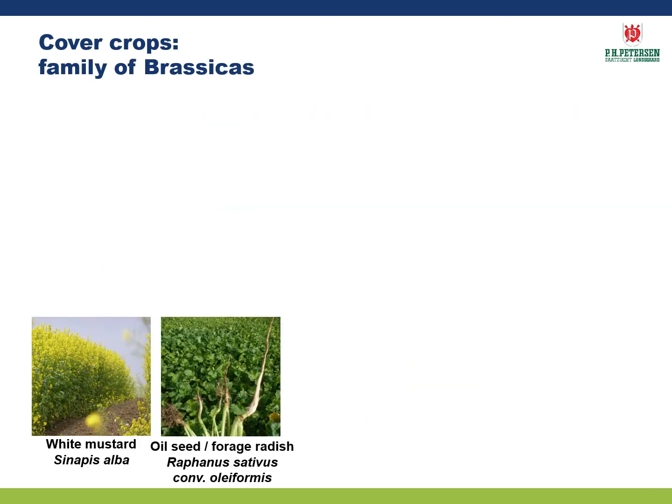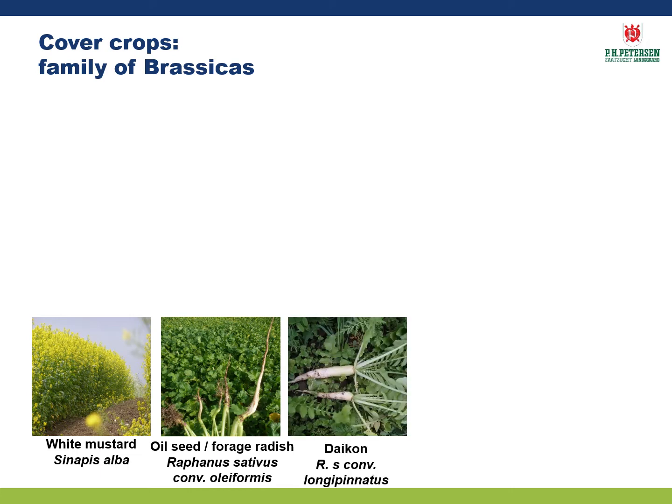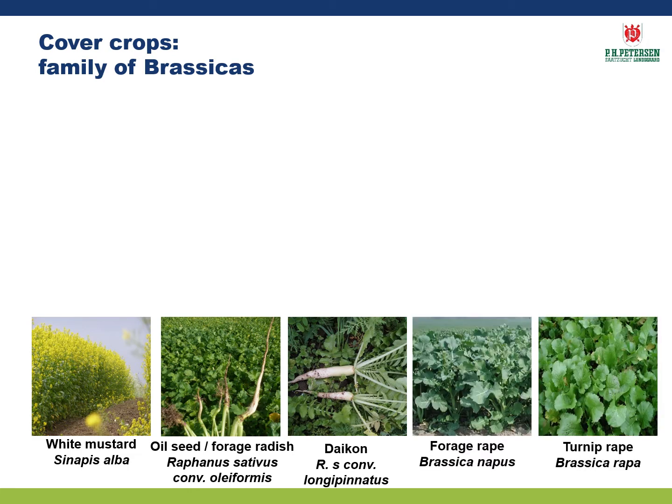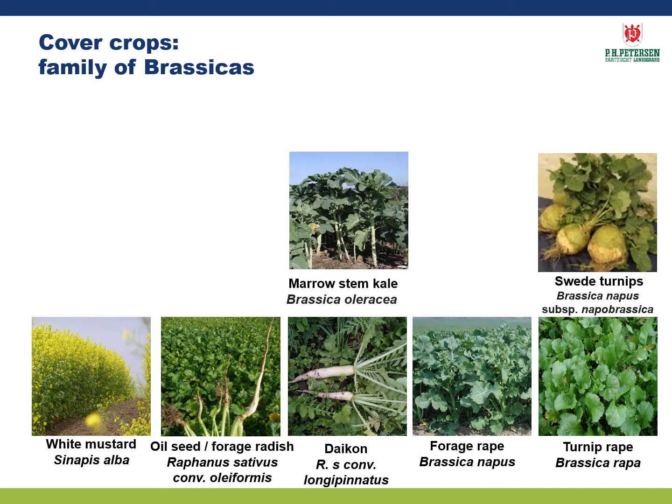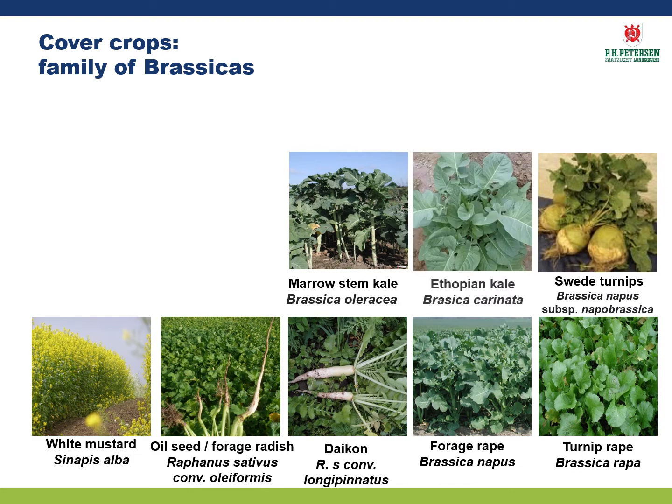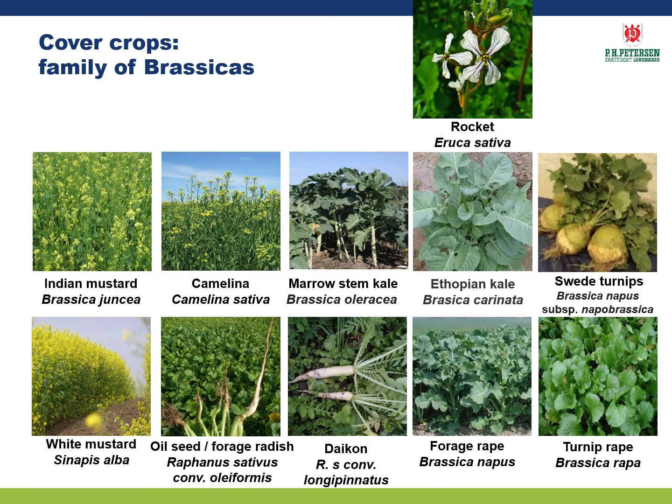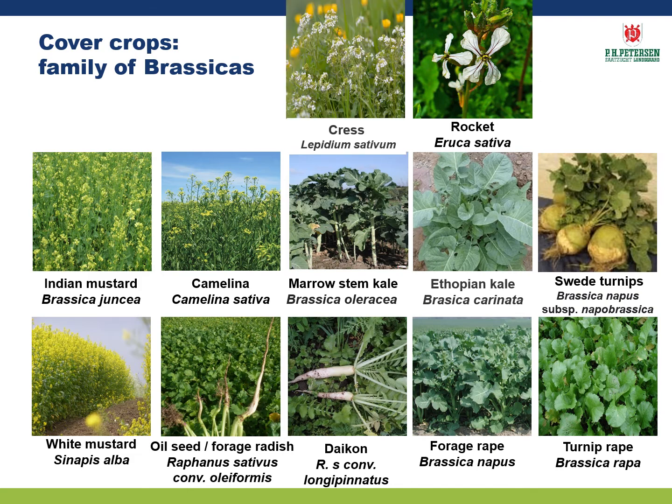We have at first the Brassica family with white mustard and Raphanus sativus, the oilseed or forage radish, as well as the daikon, which is related to the forage radish. We have the forage rape and the turnip rape. We have the old types, marrow stem kale and sweet turnips, which are still used in some countries. The new one, Ethiopian kale, Brassica carinata. Indian mustard, Brassica juncea, camelina and rocket, as well as in some areas cress.